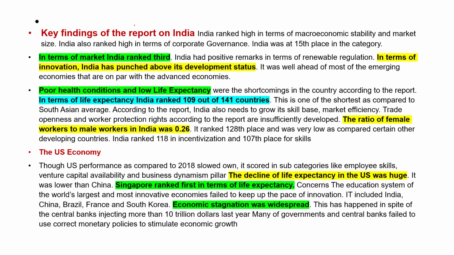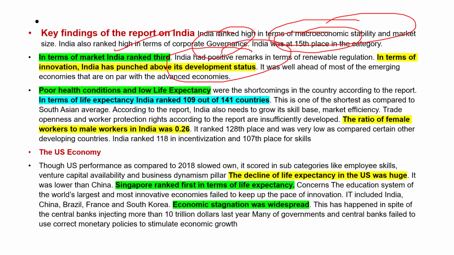Okay, the key findings which are given here: in terms of market, India ranked 3rd. In terms of macroeconomic stability and other corporate governance issues, we are ranked at 15th place. And in terms of innovation, we have punched above our developmental status, meaning we are performing better. But when we come to poor health condition and low life expectancy, then it's a real problem, and that is typical and iconic of this country, where a lot of focus is given on economic condition, but the basics are in a very problematic condition, and that's a kind of huge dark spot on our image.